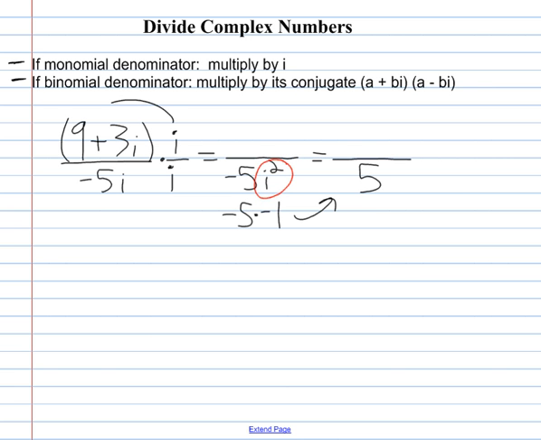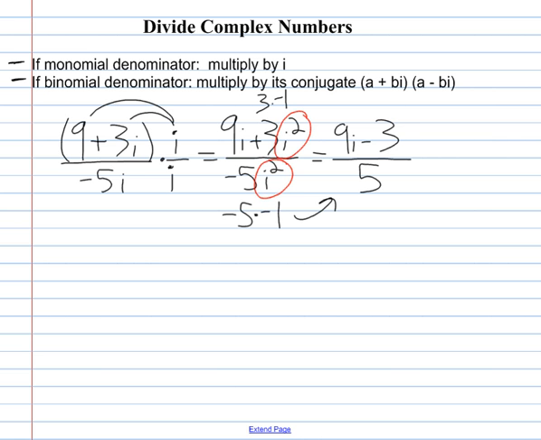numerator. So the 9 plus 3i times i is 9i plus 3i squared. There's another i squared, which is nice. We can turn that into something real. So that's 3 times negative 1. So our overall numerator is going to be 9i minus 3.